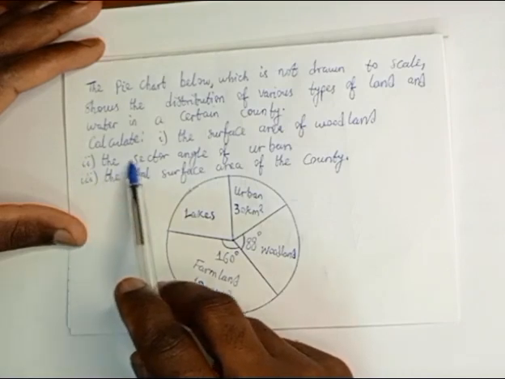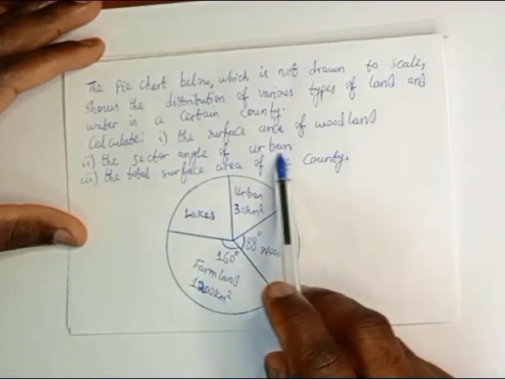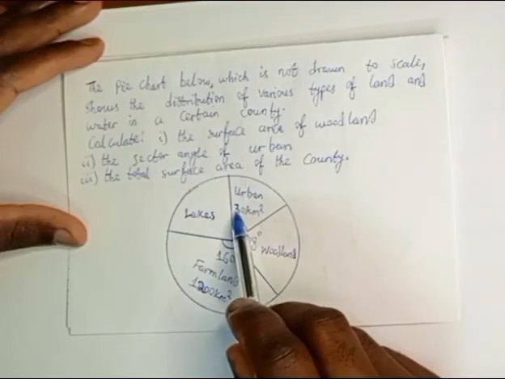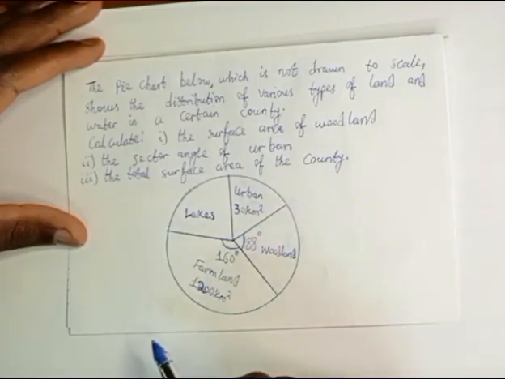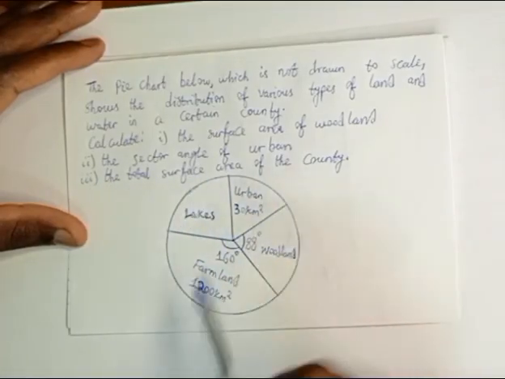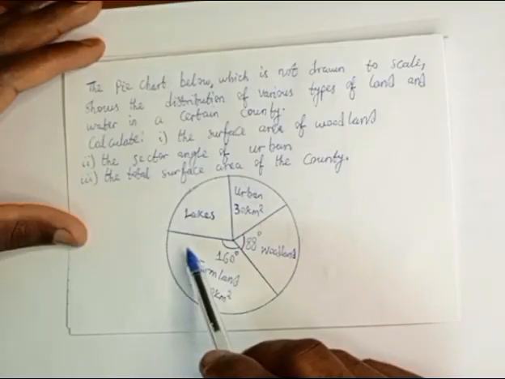Question 2I, we have to calculate the sector angle of urban. This is urban. It has an area of 30 kilometers squared. We need this angle. Question 3I, we have to calculate the total surface area of the county. We take down the solution.